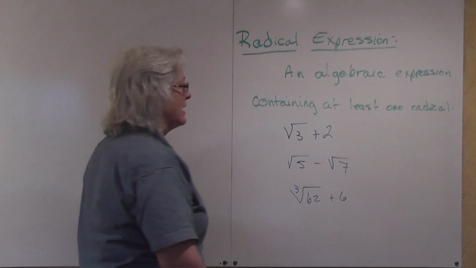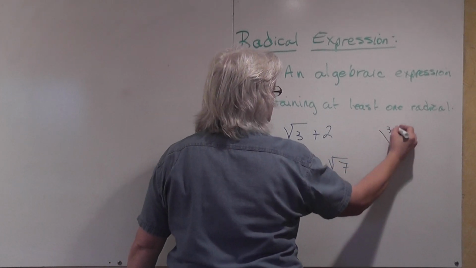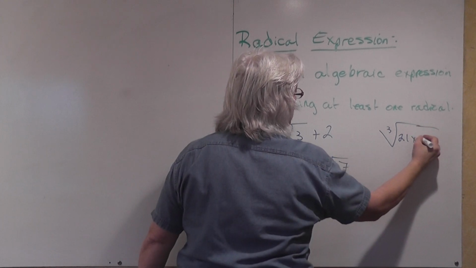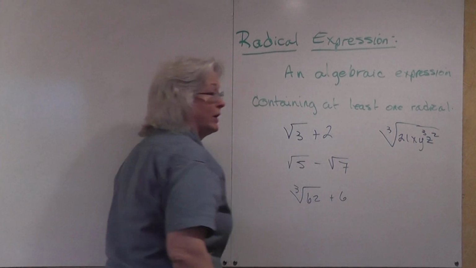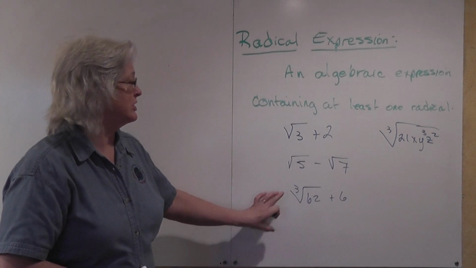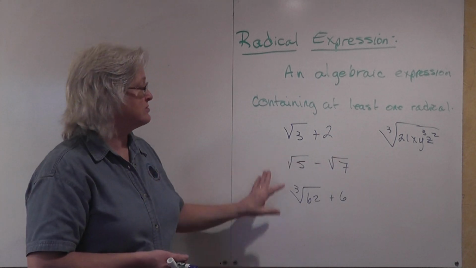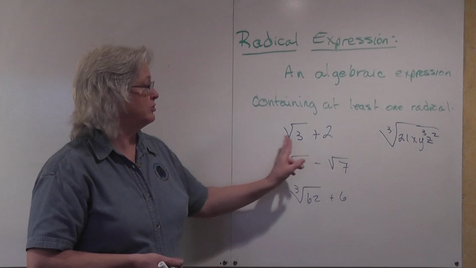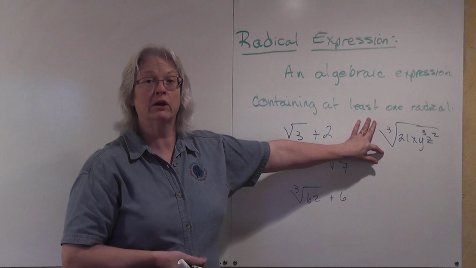Another example might be the cube root of 21xy cubed z squared. You know, all a radical expression is, is an algebraic expression that contains a radical symbol somewhere in there. We have two parts to this. We have just a single cube root over here.